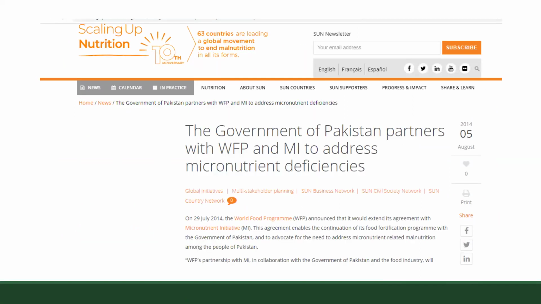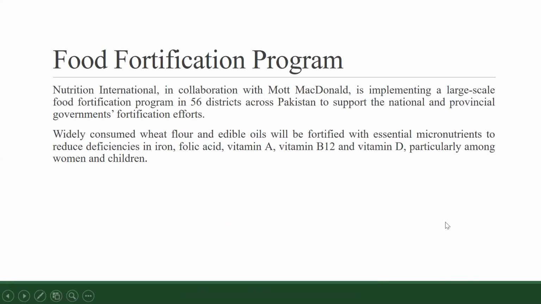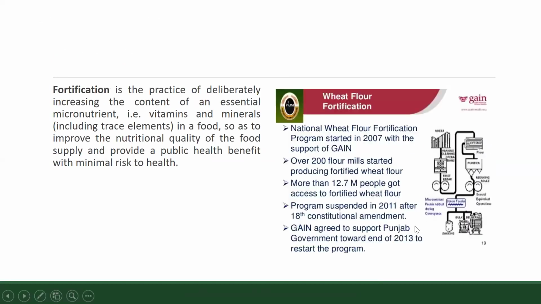The government of Pakistan has partnered with the World Food Programme and MI, a micronutrient initiative to address the micronutrient deficiencies. Food Fortification Program: Nutrition International, in collaboration with the government, is implementing a large-scale food fortification program in 56 districts across Pakistan, so to support the national and provincial governments' fortification efforts.